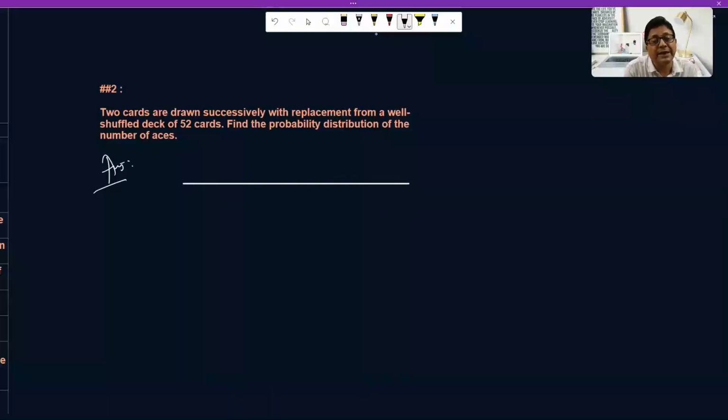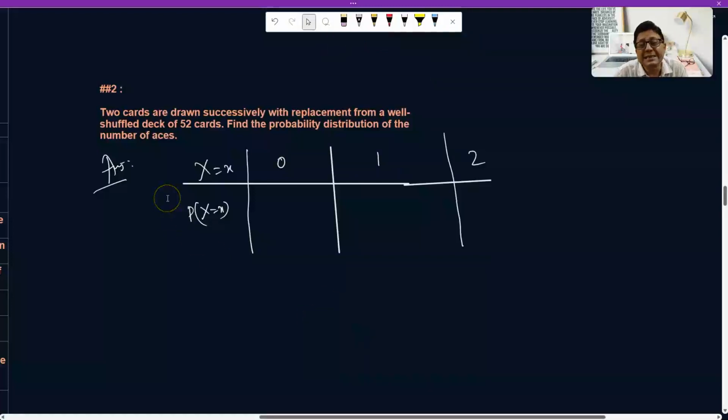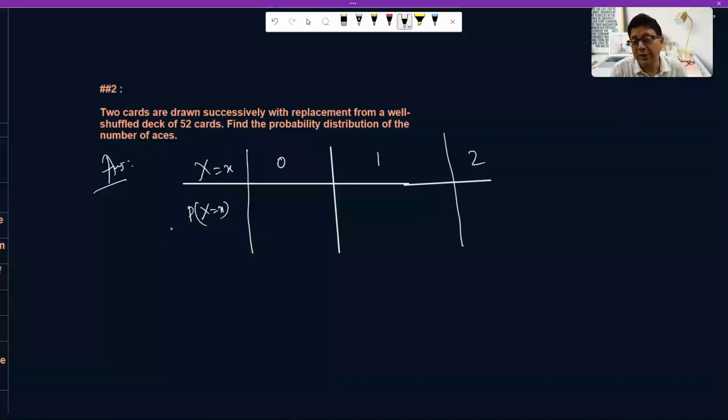So let me write the values of the random variable here first. Let us take the random variable as X only, and in the first row we are writing X equal to x. Probability X equal to x will be written here. So what are the values of the random variable here? That may be 0. It may be 1. It may be 2. What is the probability of 0 aces? No ace is there. How many aces are there, you know? 4 aces are there, and 48 other cards.